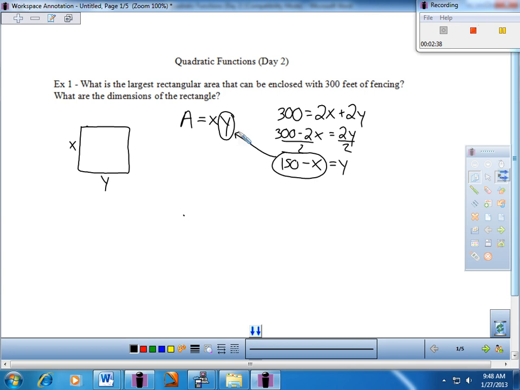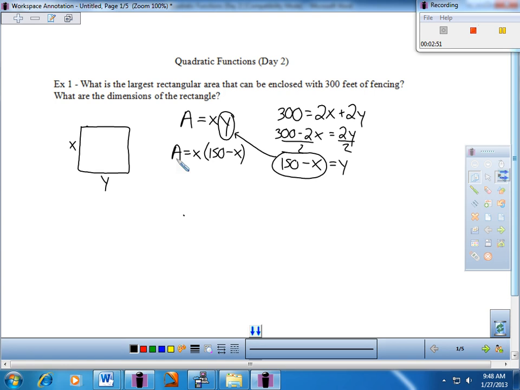Okay, so if that is equal to y, then it can substitute in for the y. And watch what happens here. Again, you probably have seen something similar to this before. But basically, now I have the area in terms of just one of the dimensions. That's pretty powerful mathematically. As x changes, the area is going to change.